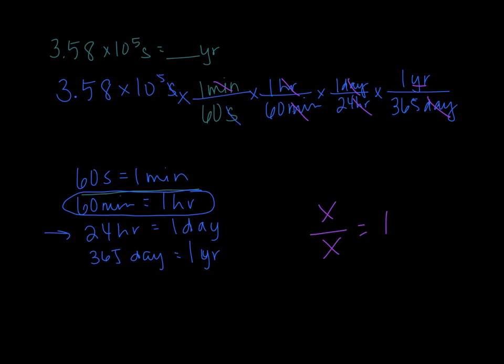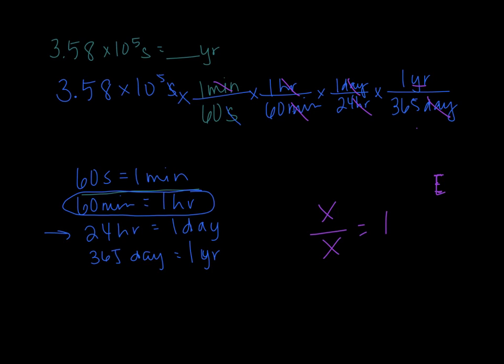So now I can put this into a calculator, and the way you would do that is you would put 3.58 times 10 to the 5th. Remember to use the E button, the big capital E on your calculator, and you're going to divide by 60 and divide by 60 and divide by 24 and divide by 365. Okay, so if it's in the bottom, you hit divide, and if it's in the top, you hit multiply.